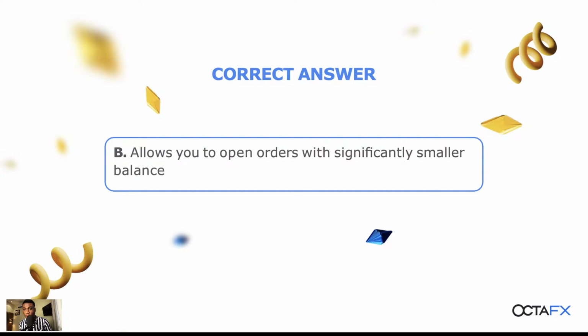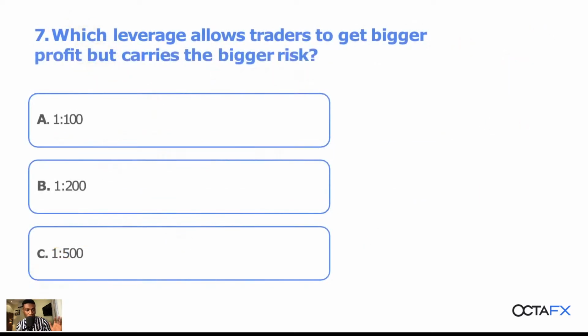And it's important to apply risk management while using leverage because it's a two-edged sword, right? So it's very important that while you take advantage of leverage, you also apply risk management. You stop loss on your trades, take advantage of risk to reward ratio while you trade. Okay, so the correct answer for number 6 is B. We are going to move to number 7.